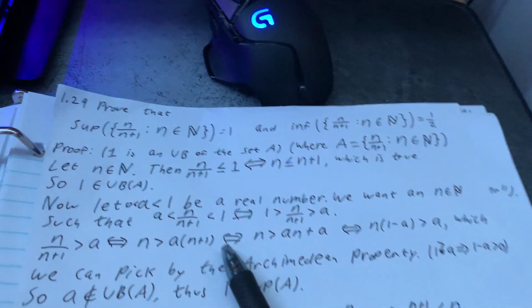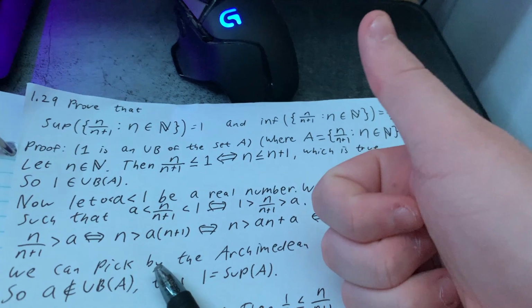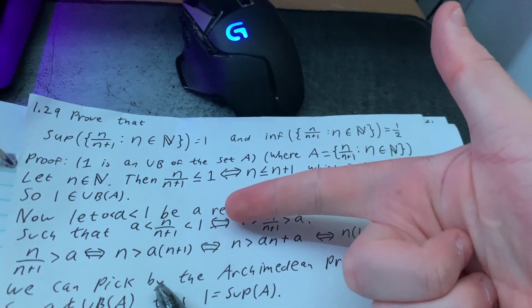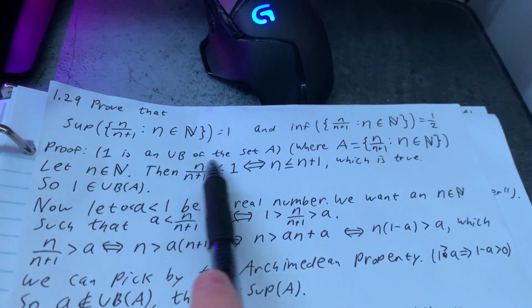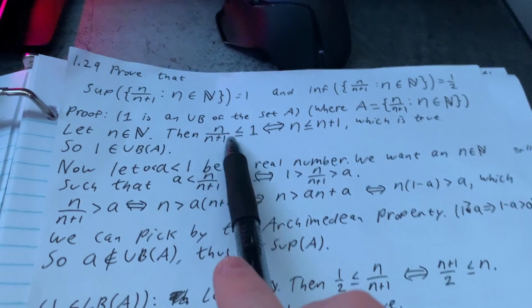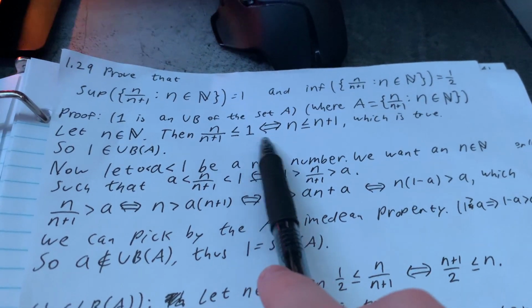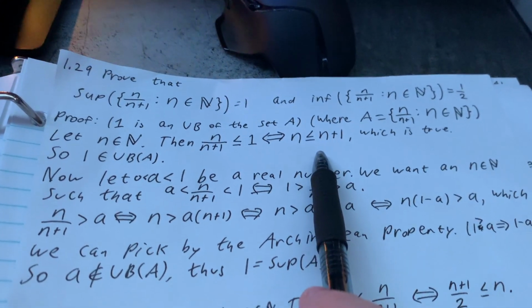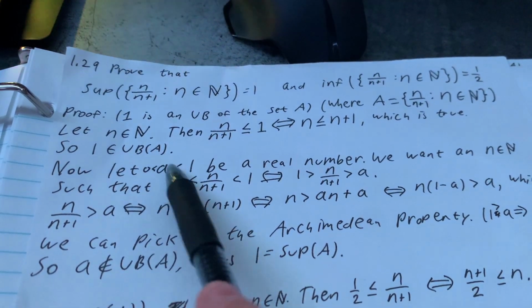So to prove something's a supremum, you got to show it's an upper bound. Two things we know about the supremum of a set: it's the upper bound and it's the least one. So I start with 1 is an upper bound of A. If I let n be a natural number, then n over n plus 1 is less than or equal to 1 if and only if n is less than or equal to n plus 1, which is true. So 1 is an upper bound of A.